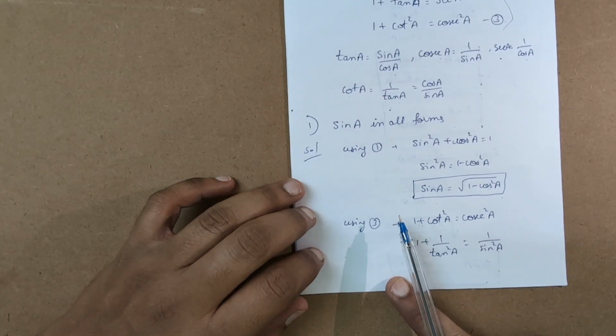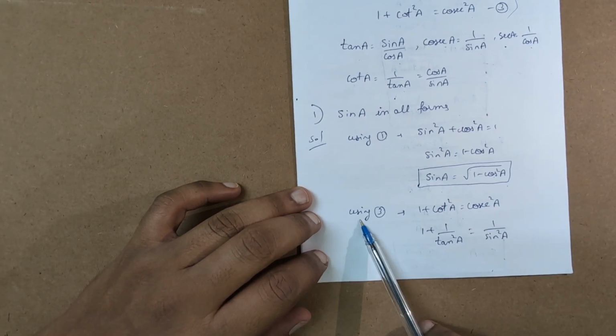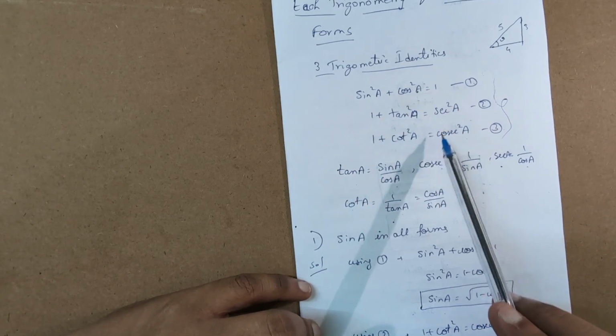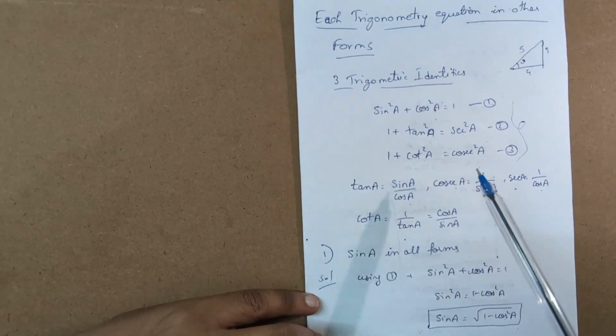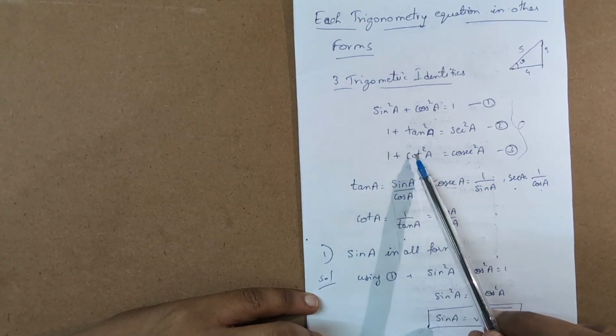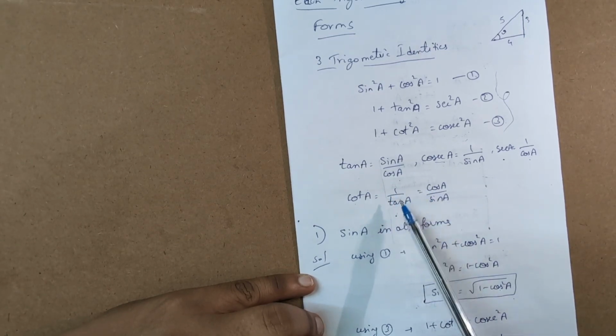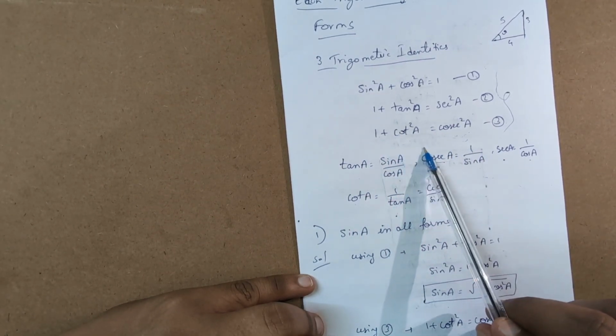Now the second one, that is in terms of tan A. So using 3 here, what is 3? 1 plus cot square A equal to cosecant square A. Why am I using this? Because I know that cosecant A is equal to 1 by sine A and cot A is equal to 1 by tan A. So just replacing here, I can get a relation between sine and tan.